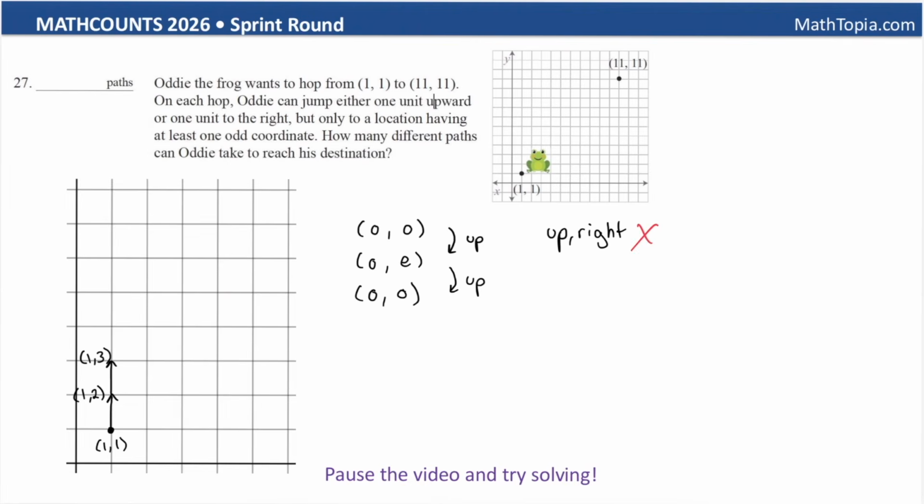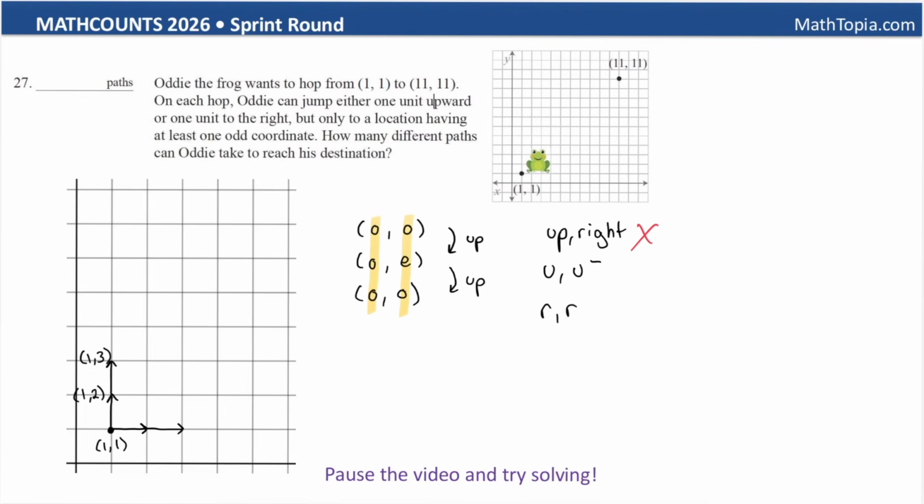This does not work. Instead, he has to go up and then up again. I'm just using U's to represent ups and R's to represent rights. And we could do the same thing here like we did with the y-coordinate going up with the x-coordinate. So for example, Audie cannot go 1 right and then 1 up. This doesn't work. He'll land at an even coordinate and an even coordinate. Instead, he has to go 1 right and then another right. So Audie can either move up and then up, or right and then right.